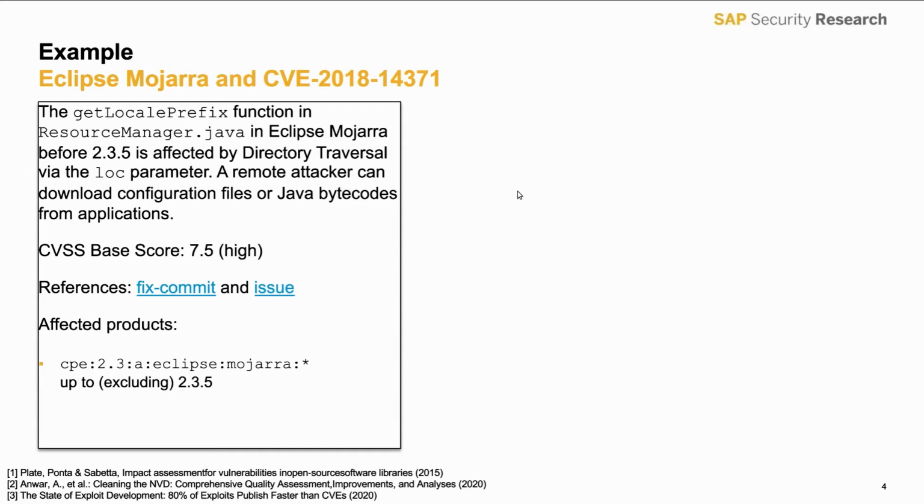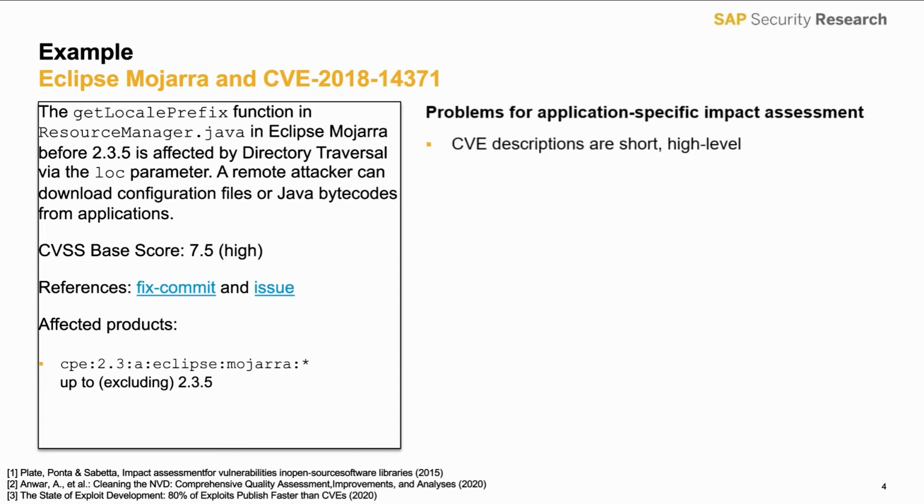As you can see, it mentions a few details, for example, the name of the function and of the file where the vulnerability occurs, as well as version intervals that are affected by this vulnerability. Now, when using this kind of information for vulnerability assessment, and in particular application-specific impact assessment, there are a few problems. First of all, the description is pretty short and high level, so it doesn't contain enough information for a developer to determine whether or not this affects their project.